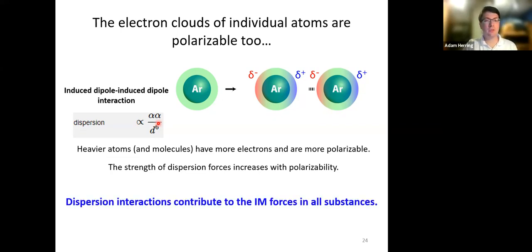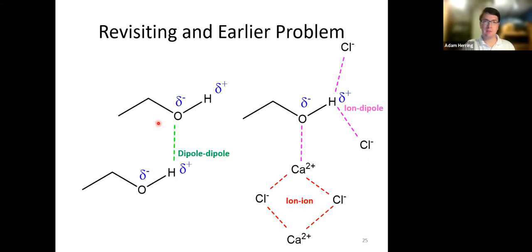And dispersion interactions contribute to the intermolecular forces in all substances. Again, because all substances can have their electron clouds distorted, whether it's a polar molecule, a nonpolar molecule, or an ion, we're always going to have dispersion forces present.